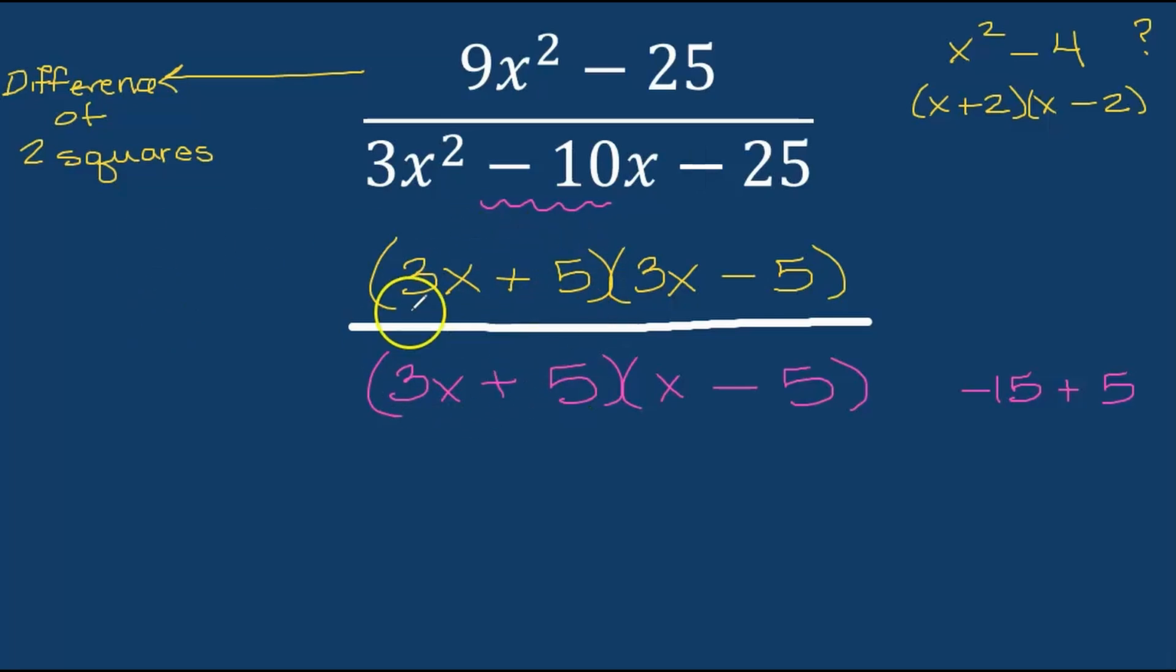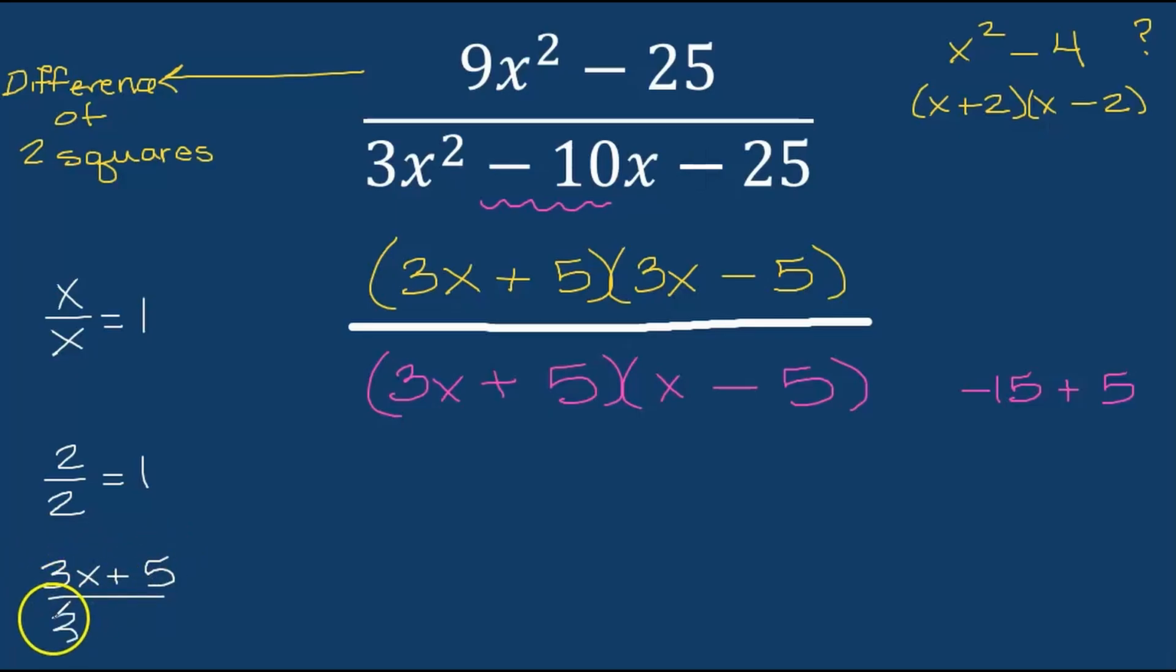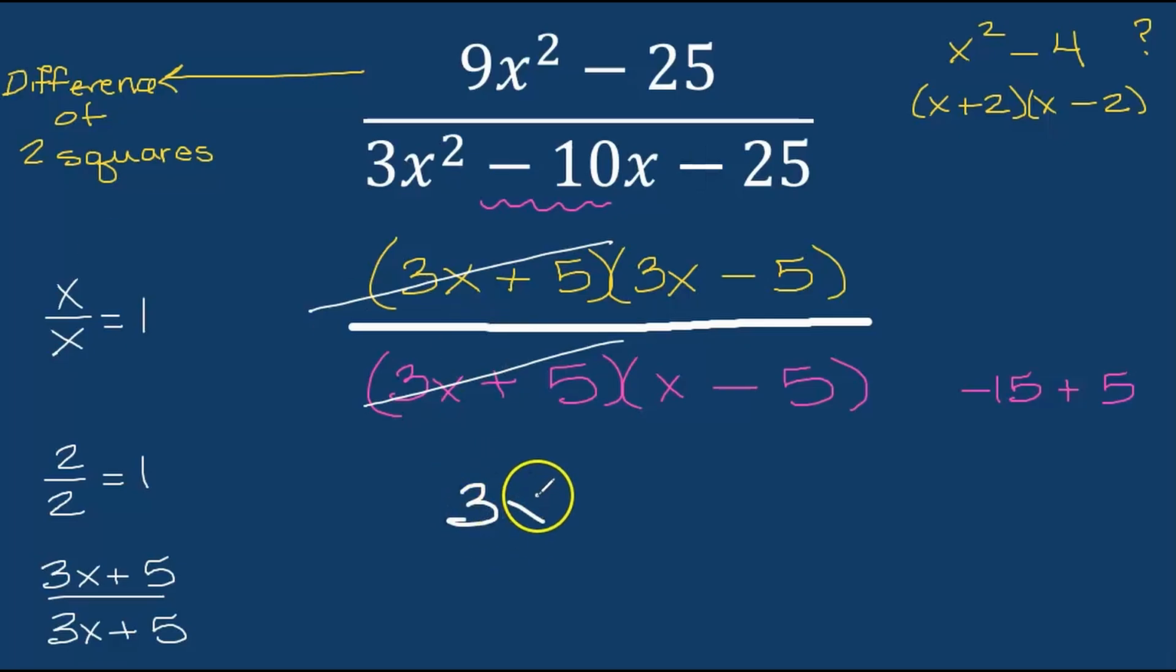Remember that anything over itself is 1. So if you have x over x, you can cancel it out to 1. 2 over 2, you can cancel it out to 1, and that means that 3x plus 5 over 3x plus 5 is also 1. So we can cancel both of these out, and your final answer is 3x minus 5 all over x minus 5.